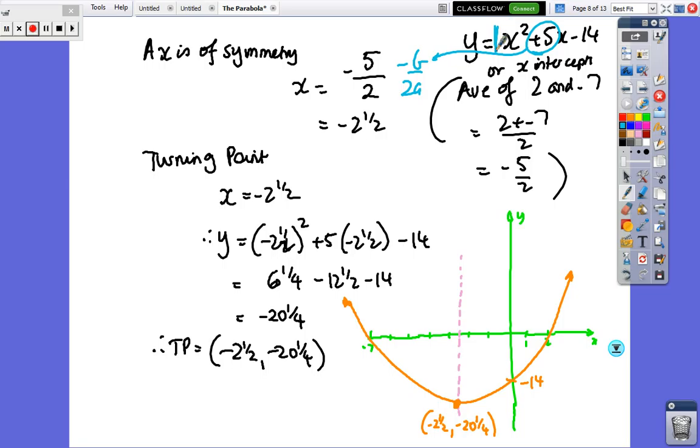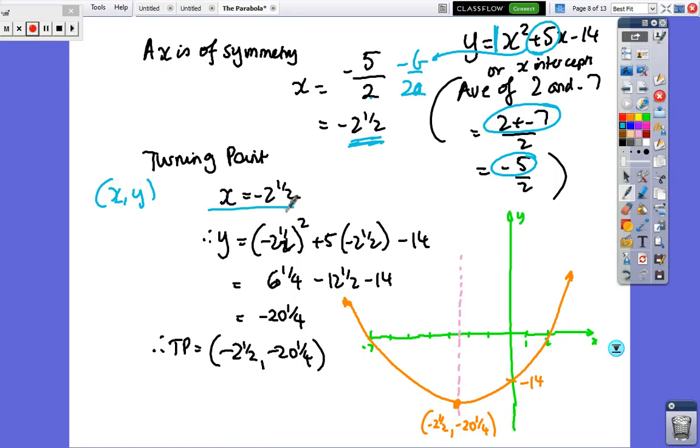And the a value was 1, so we've got it over 2a, which is 2 times 1, which is 2. And so that as a fraction is minus 2.5. But if you average the 2 x-intercepts, if you average those numbers, you get minus 5 over 2, which is the same. The turning point, which again is the xy coordinate.